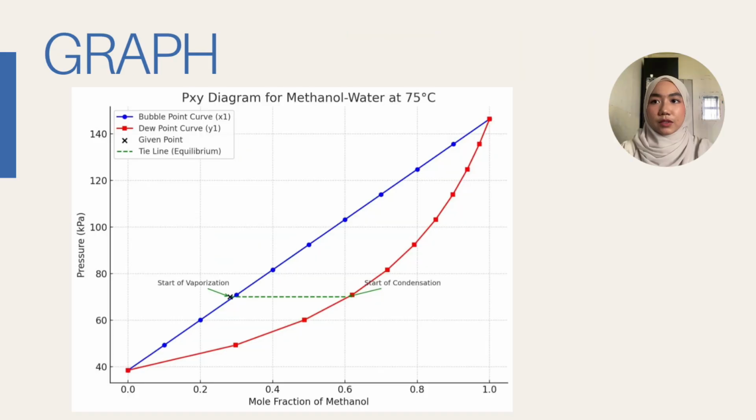So next is the PXY diagram, which shows the pressure composition at 75 degrees Celsius. The blue curve is the bubble point, which represents the liquid phase composition, and the dew point, which is the red curve, represents the vapor phase composition. At P equal to 70 kPa, which is the operating pressure, the tie line shows the equilibrium composition of the liquid and the vapor phase.